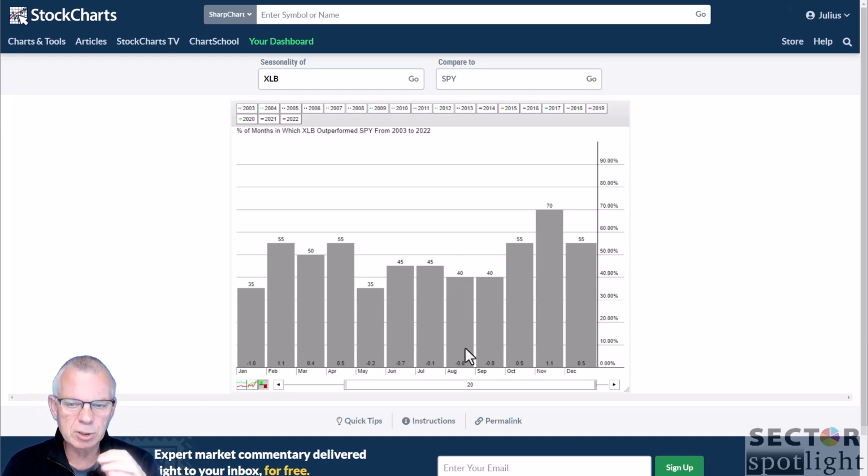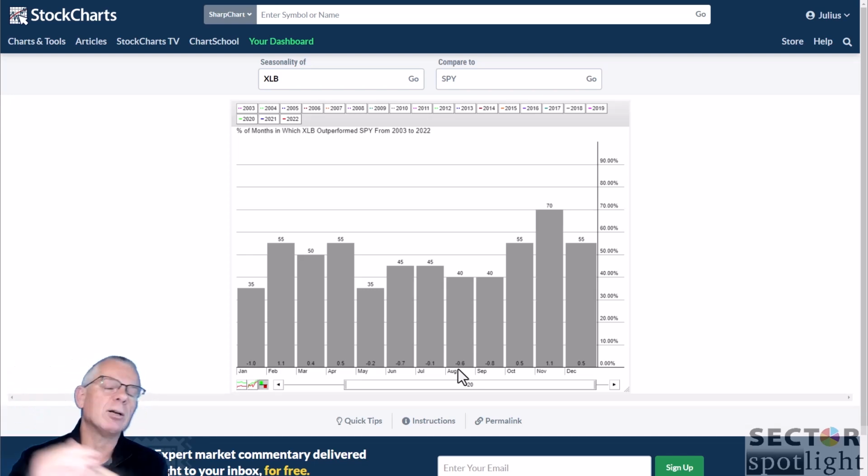And the average return for the month of August for the materials sector, the underperformance of the materials sector, is minus 60 basis points. So on average, the materials sector underperforms the S&P by 60 basis points over all months of August over the last 20 years. And 40% of the time, materials outperformed the S&P 500.